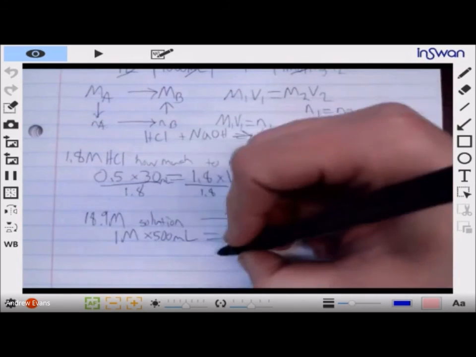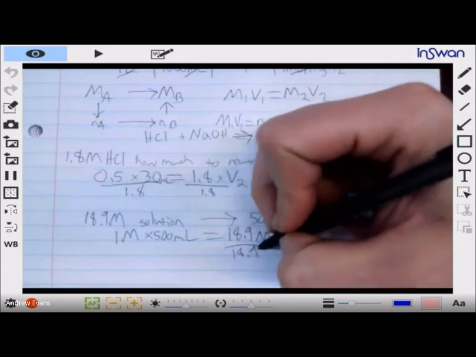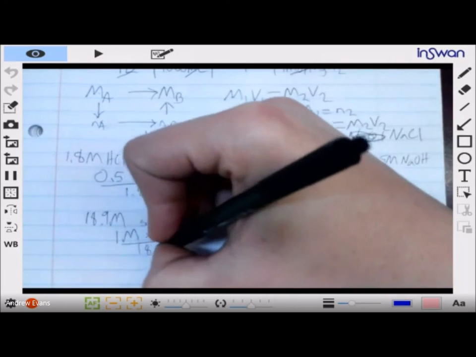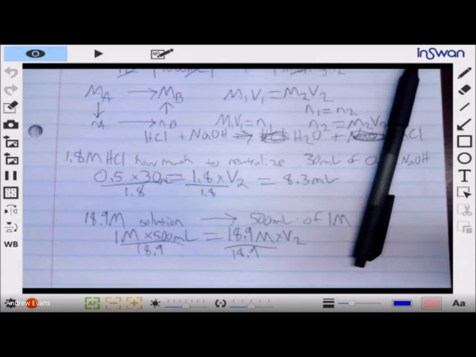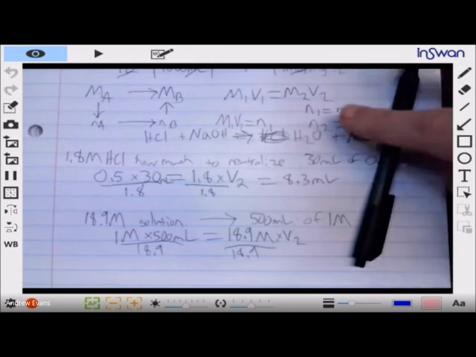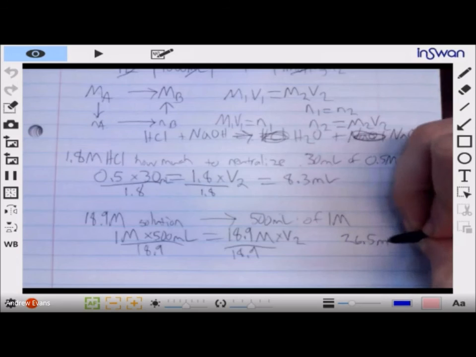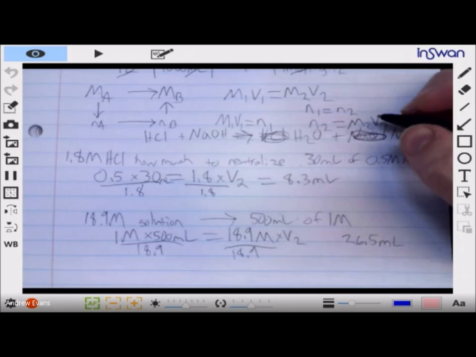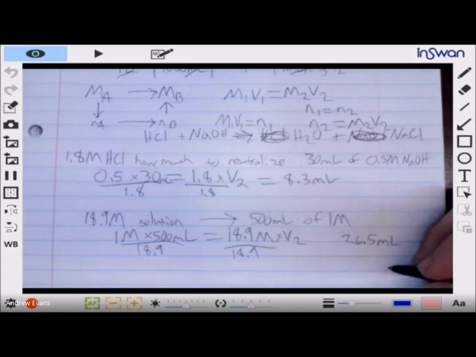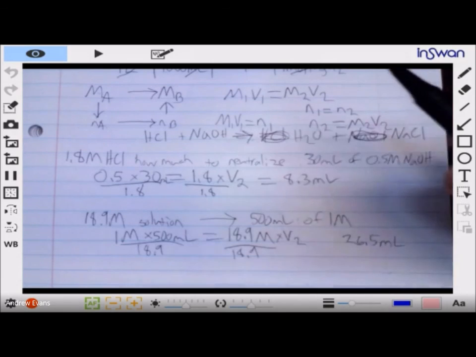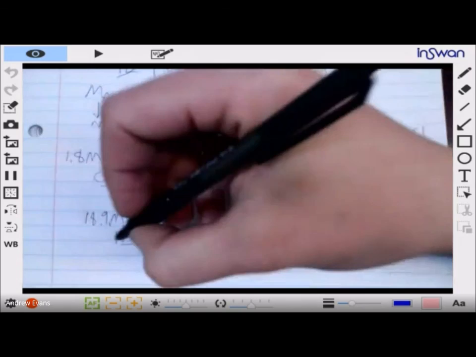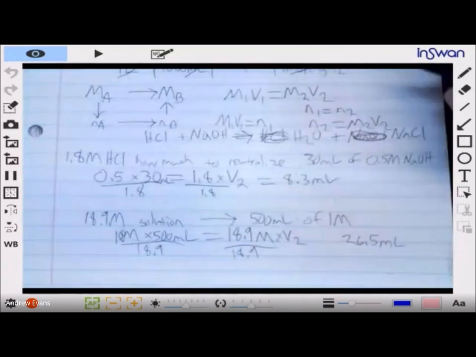Once again, we're going to divide both sides by our M, and this will give us our volume. But just as easily, I could be finding a molarity if I give them a volume. 500 divided by 18.9 would mean I would have to measure out, we'll say, 26.5 mils and dilute it to 500 to get it down to a 1 molar solution. But it's very doable, very doable.